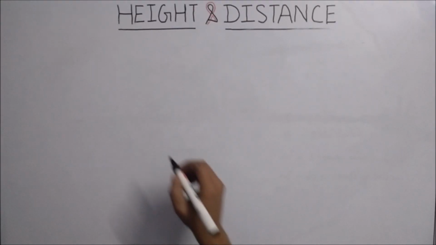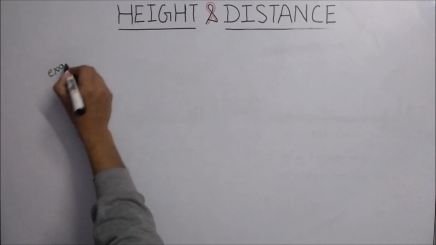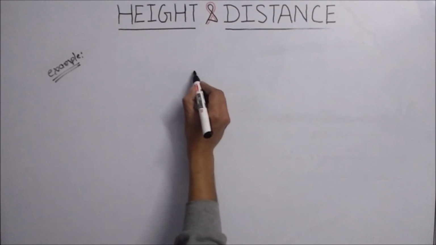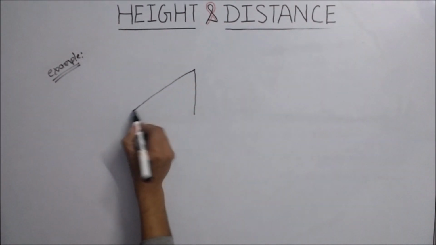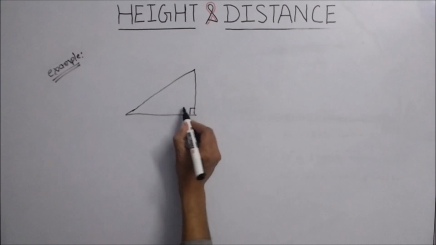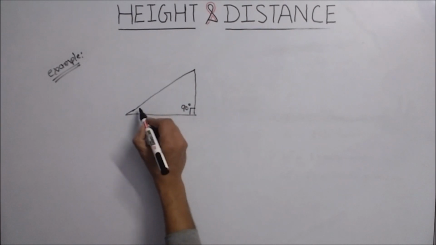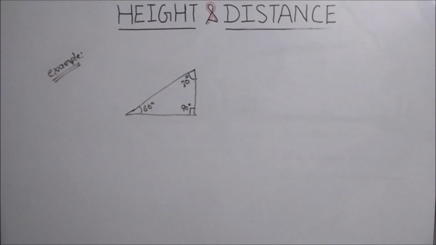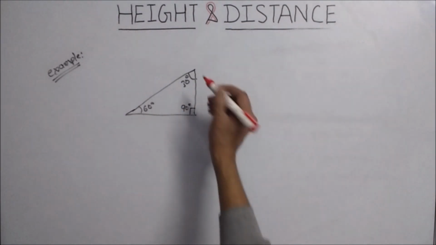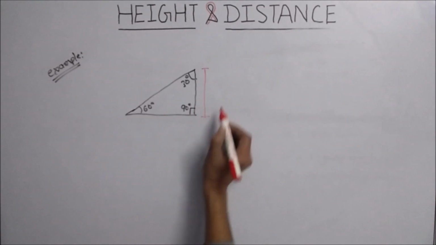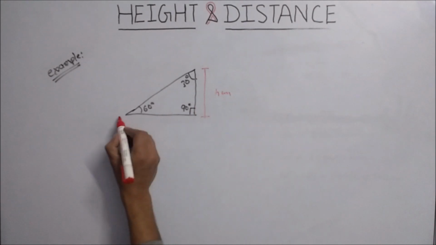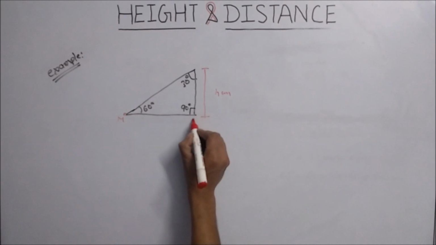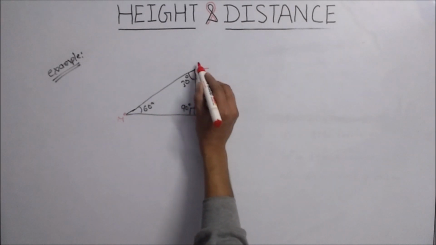Now we solve one more example. When you solve the question and the diagram you draw is like one angle is 90, this one is 60, and this one is 30 degree. Again, this is the tree or the pillar of height h centimeter. The man is standing at this point. The bottom of the tree or the pillar is point N and top is P.